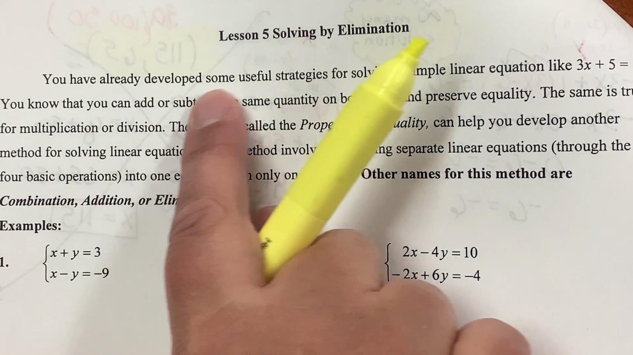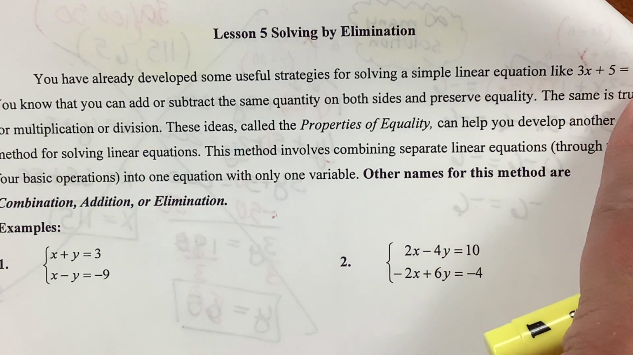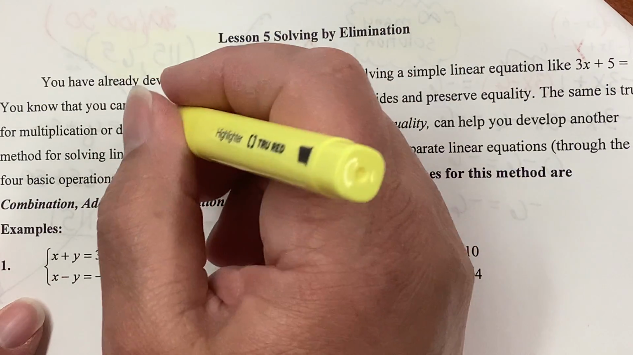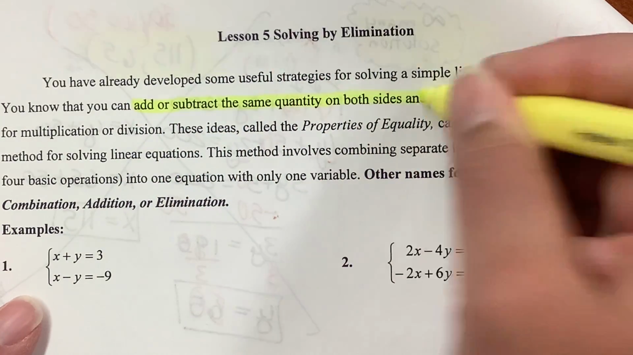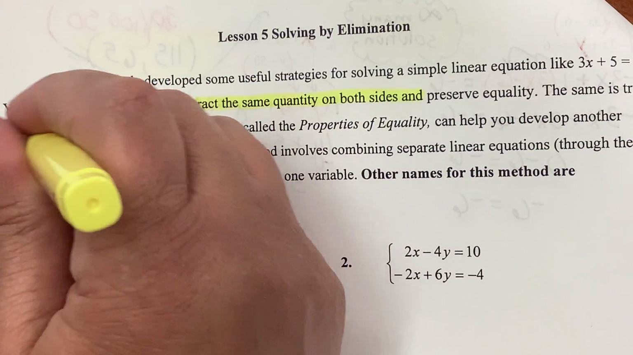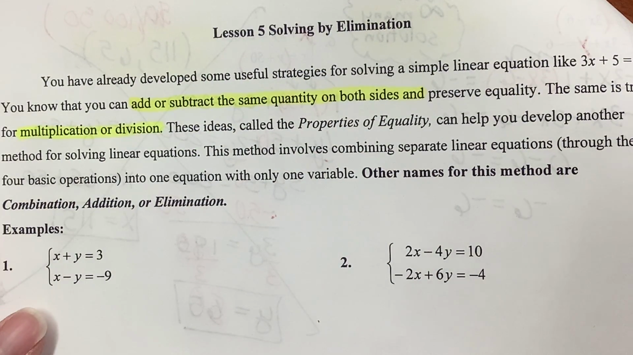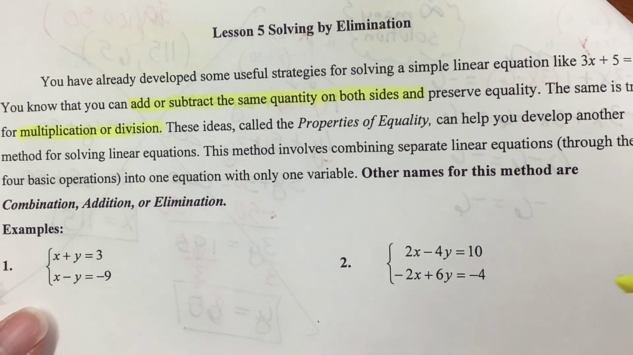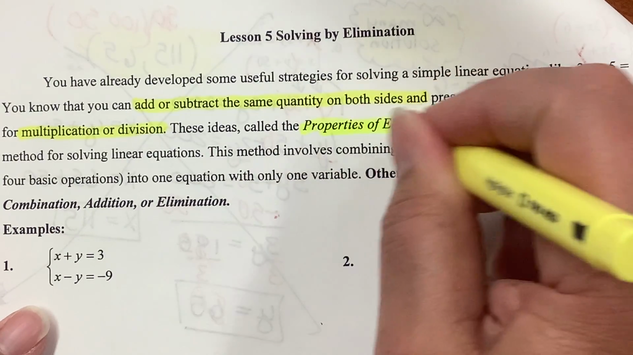You are already developing useful strategies for solving simple linear equations, like 3x plus 5 is 10. You know that you can add or subtract the same quantity on both sides, and it preserves equality. This is true for multiplication or division. In other words, you can add, subtract, multiply, and divide, and as long as you do it to both sides of the equation, it still has the same answer. That idea is called the properties of equality.